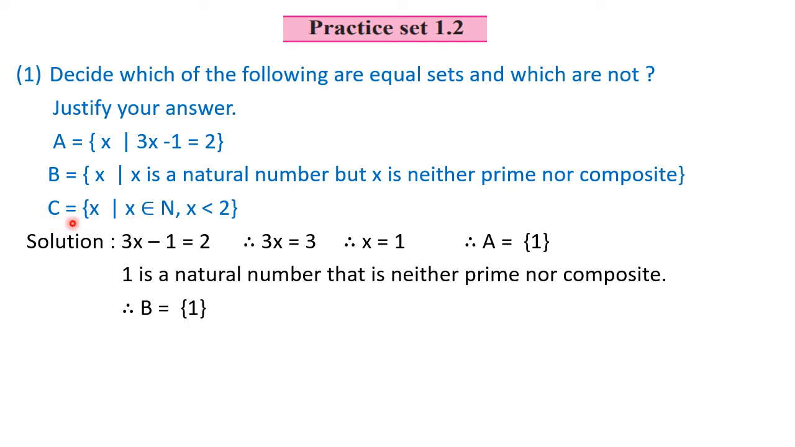Then about set C, we have to write natural numbers which are less than 2. So you can write down C as the set which has only one element. Now observe, A has only one element, 1, B also has only one element, 1, and C also has only one element. So here we can say that set A, set B and set C all have identical elements. Correct? That is why we can say that A is equal to B is equal to C.